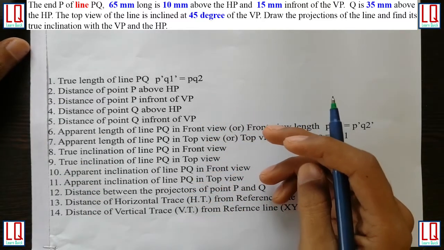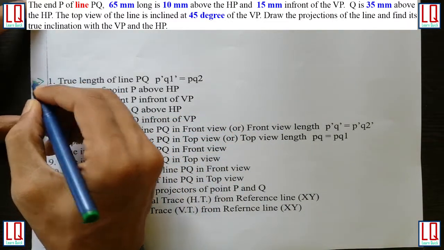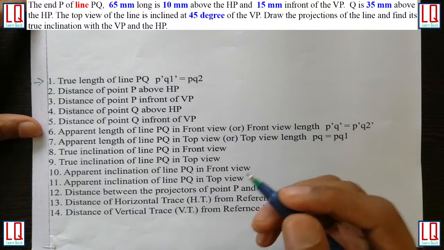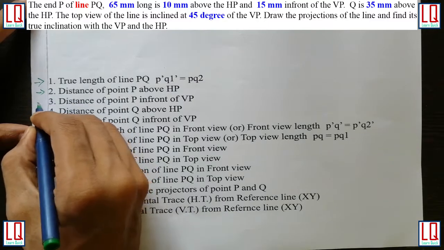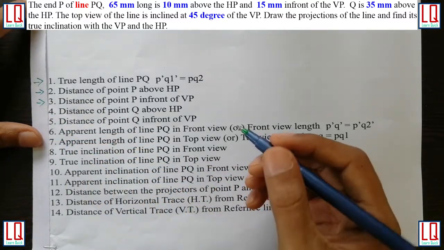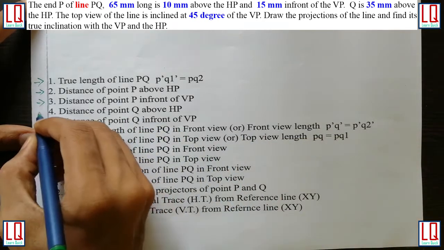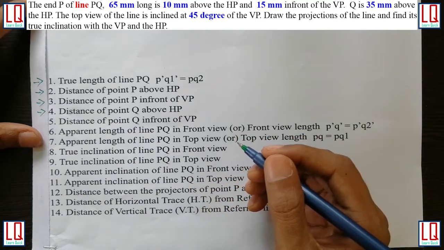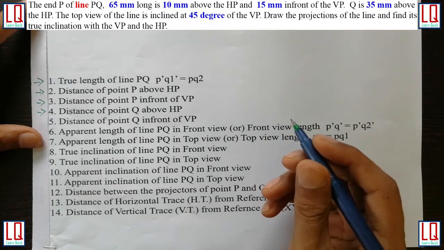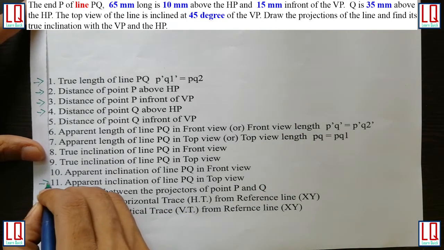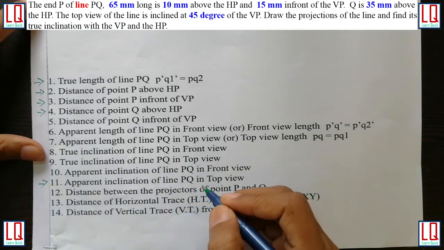The true length of the line PQ is 65 mm. They have also given that P is 10 mm above HP and 15 mm in front of VP, so they have given data number 2 and data number 3. Q is 35 mm above HP, so they have given data number 4 also. The top view of the line is inclined at 45 degrees to VP, so the apparent inclination of the line in top view, that is data number 11, is given.